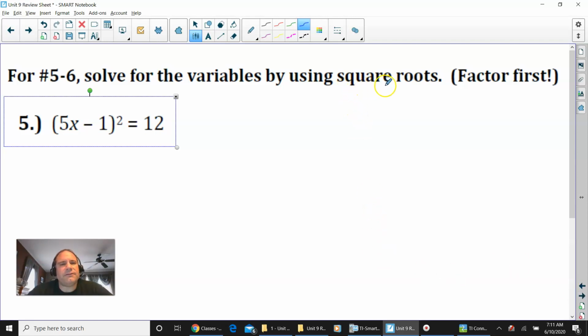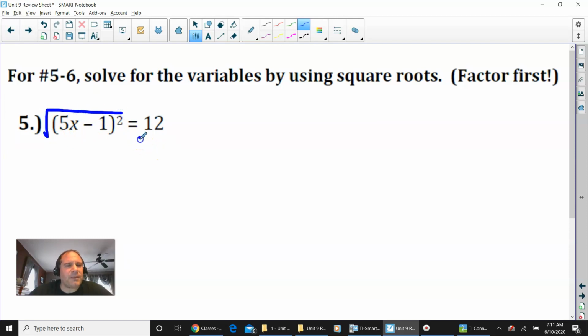So when we're talking about solving for the variables using the square roots, it has x squared, right? So we have this 5x minus 1 squared. The only way to undo that is the opposite, square root both sides. When you square root both sides, the squared goes away. It's like doing the opposite inverse operation. So you have 5x minus 1, and you're going to take the square root of 12.